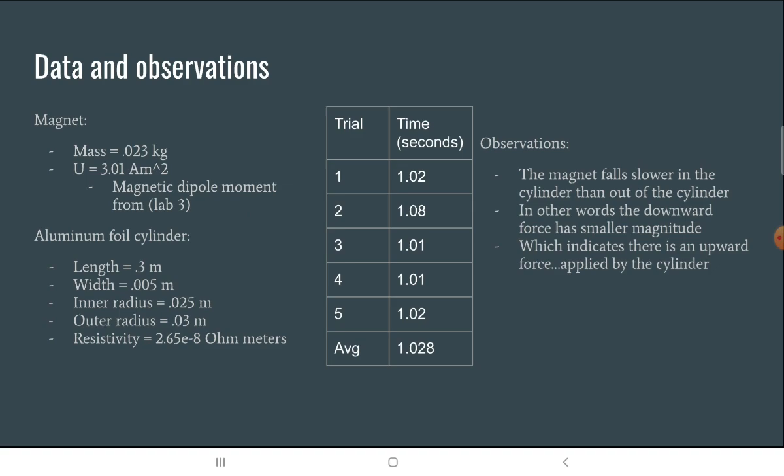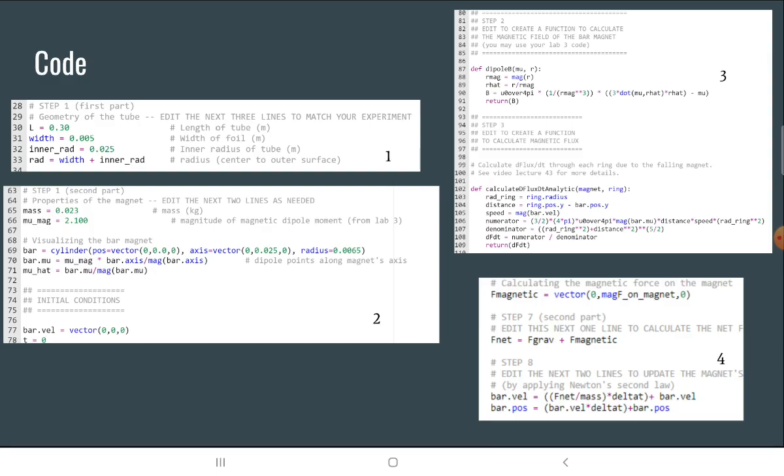For observations, it was pretty clear that the magnet was falling slower when it went through the cylinder than it would have if I just dropped it on the floor. So in terms of this lab, that meant that the downward force had a smaller magnitude, indicating that there was some upward force acting to cancel out the force of gravity, and that was applied by the cylinder. So here's where I modeled it with my code.